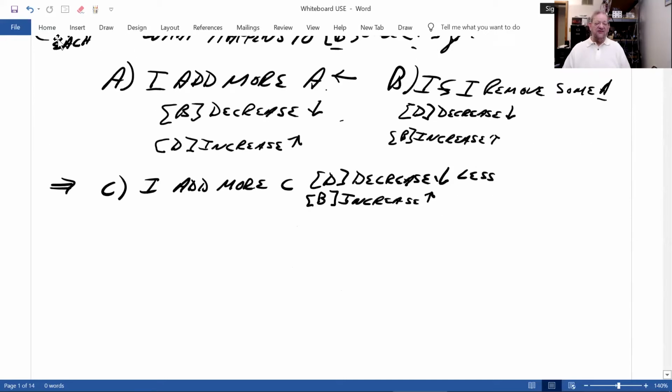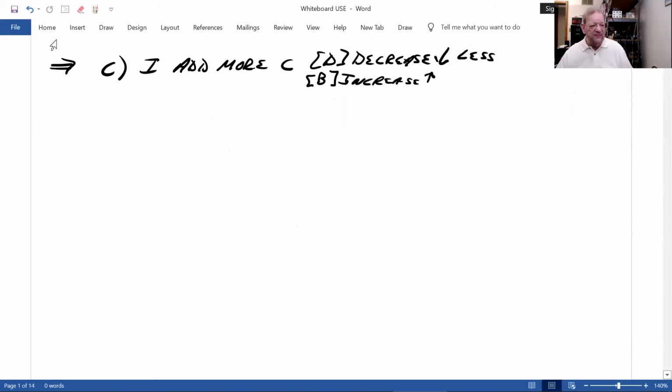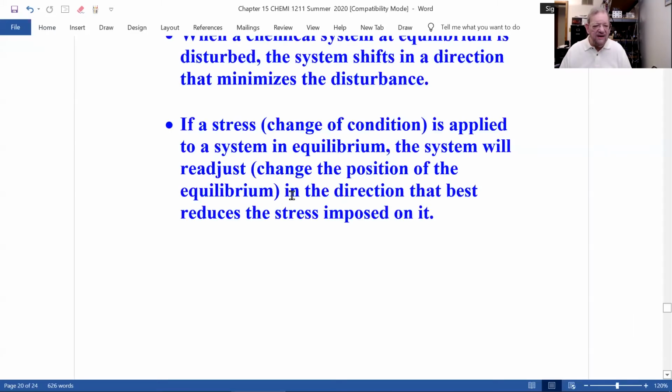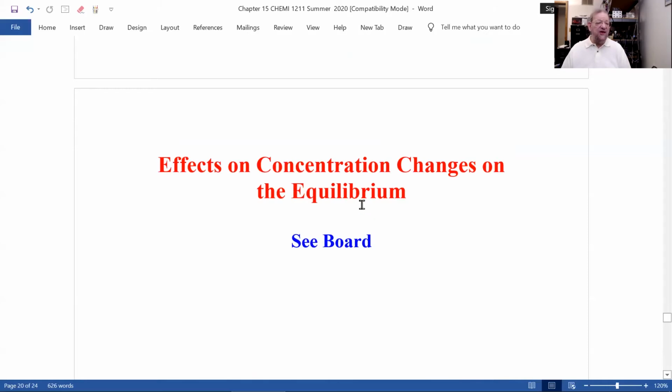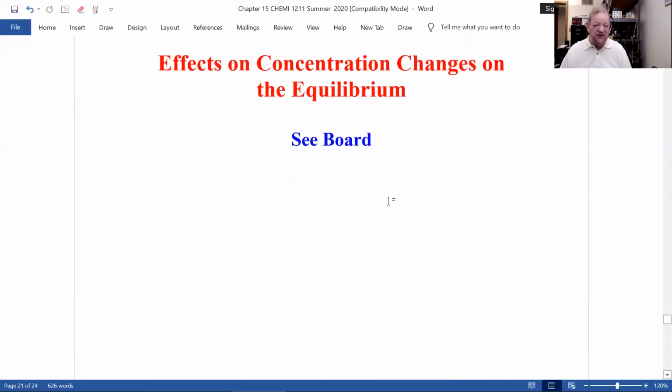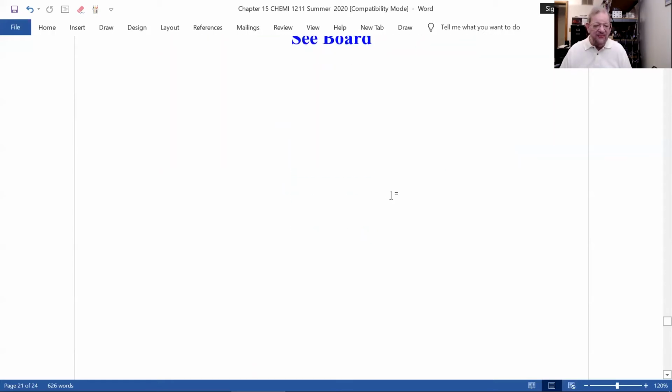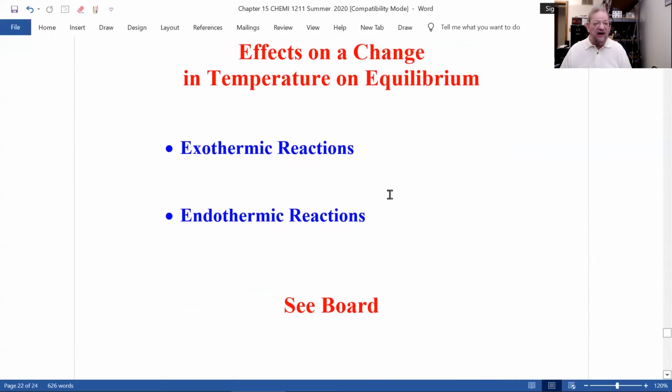But wait, let's consider the following. Now, we did the effect of concentration changes on the equilibrium, with Le Chatelier's principle being applied. Next is the effect of change in temperature on equilibrium, and that involves an exothermic reaction and is also true for endothermic reactions.